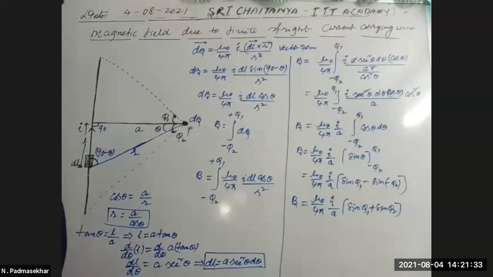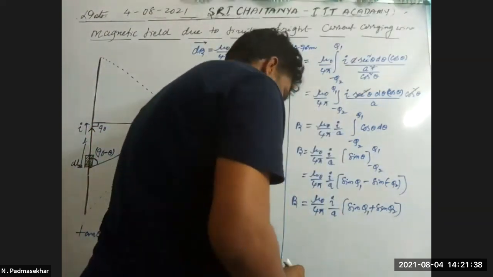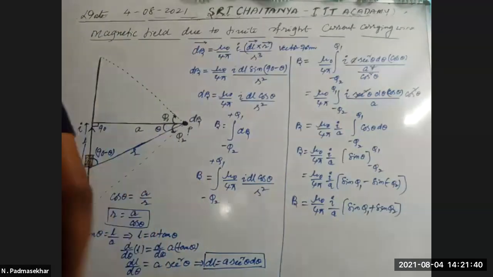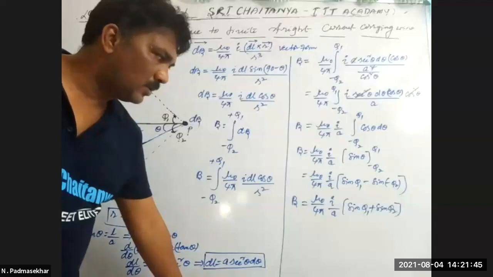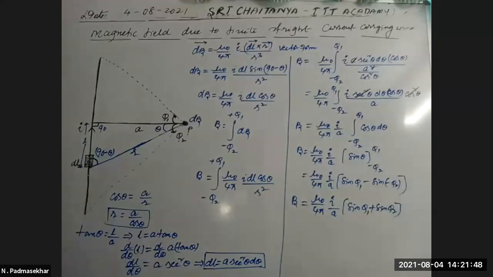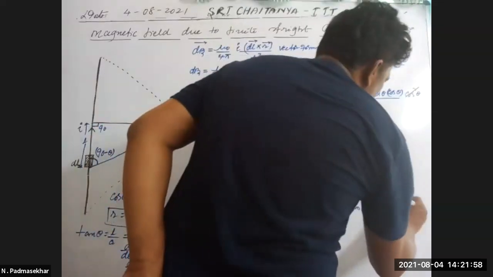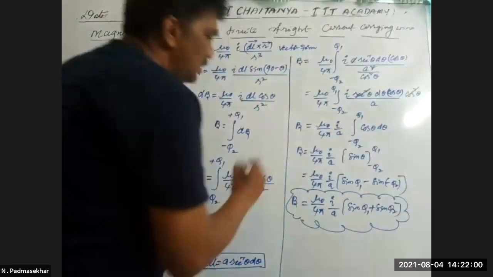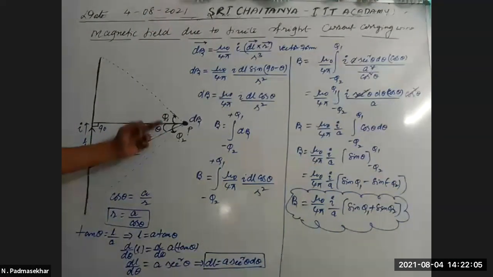This is the magnetic field due to a finite straight current carrying conductor. So the magnetic field is B is equal to mu naught by 4 pi I by A into sin phi 1 plus sin phi 2. So this is phi 1 and this is phi 2, the angles.